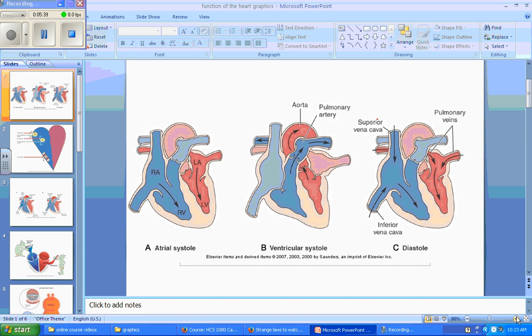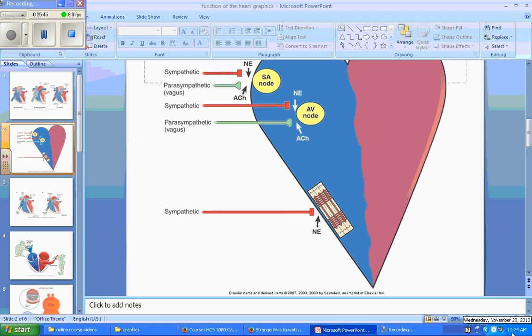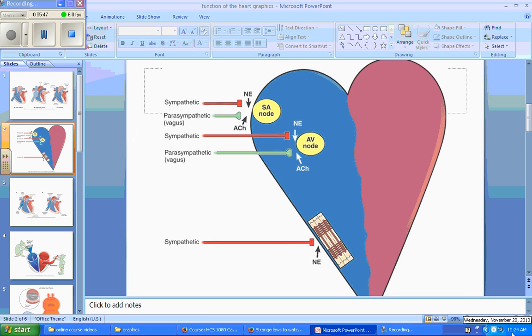Now, how does this all happen? Well, there is what's called the autonomic control of the heart. Our heart takes care of everything by itself. Really, we don't think about doing this. The autonomic nervous system takes care of speeding up and slowing down the heart as we need.